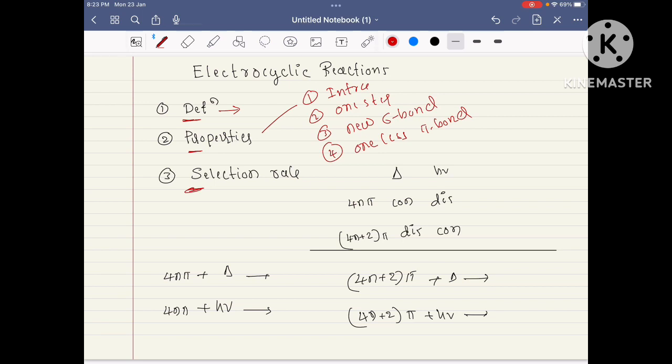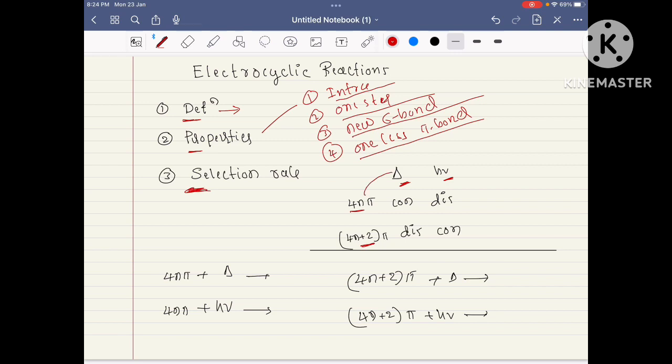a conjugated pi system. Properties: these are intramolecular reactions, these are one-step reactions, the third property is that one new sigma bond will be formed, and the fourth property is that the product contains one less pi bond compared with the reactant. And then the selection rule: you know that a 4n pi system will be there, a 4n plus 2 pi system will be there, thermal condition will be there, and photochemical condition will be there.